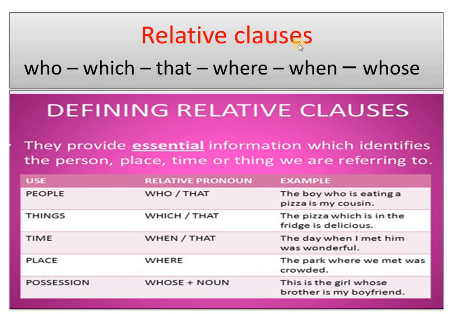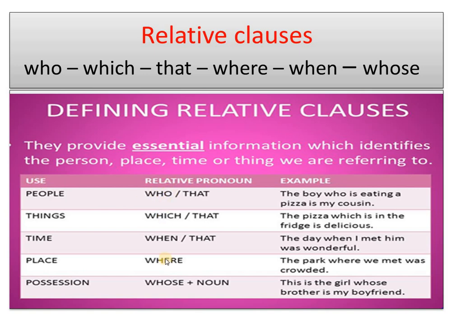The relative clauses, as I said before: who, which, that, where, when, whose. We can use them in two different ways. Number one is called defining relative clauses. Defining relative clauses provide essential information which identifies the person, place, time, or thing we are referring to. Let's talk about number one. The first one is the use of the relative pronoun.